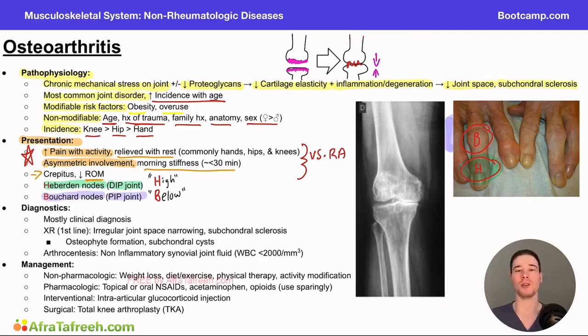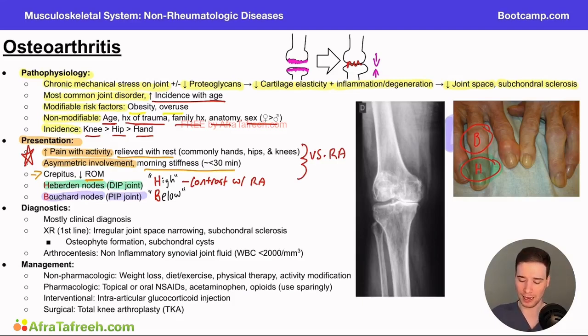Additionally, a key point I'd like you to know is that osteoarthritis, in contrast to rheumatoid arthritis, is going to affect the distal interphalangeal joint. And so if you see involvement of the distal interphalangeal joint, this makes rheumatoid arthritis less likely. Rheumatoid is more likely to affect the proximal, the MCP, and the wrist itself. We'll talk more about that in the rheumatoid arthritis video itself.